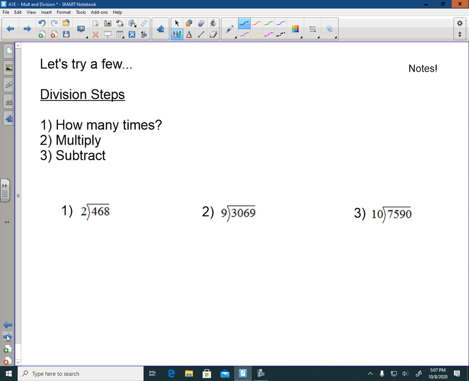And so what you're going to want to do when you are dividing is look at the first number. And you ask yourself, how many times can 2 go into 4? And the answer to that question is 2. And you put that right above the 4. And now the next step is to multiply. 2 times 2 is 4. And so you write a 4 down below. And then you subtract. 4 minus 4 is 0. So that's the first time through those steps.